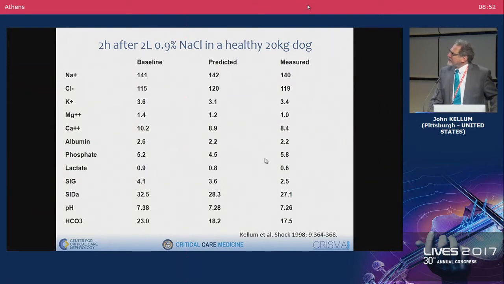Conversely, this is some work that we did many years ago now, back in the last millennium, in which we showed that use of the Stewart equation can predict accurately what will happen if I infuse a couple liters of saline into a healthy dog by measuring what goes in and what comes out and simply plugging in the equations. Now, it's not perfect, but some of this was probably just related to lab error. So we predicted the pH to be about 7.28, and it ended up being about 7.26. And you can see that predicted and measured are somewhat different.